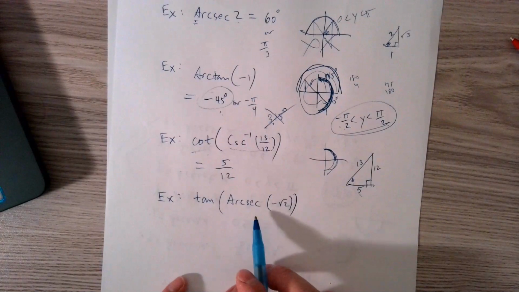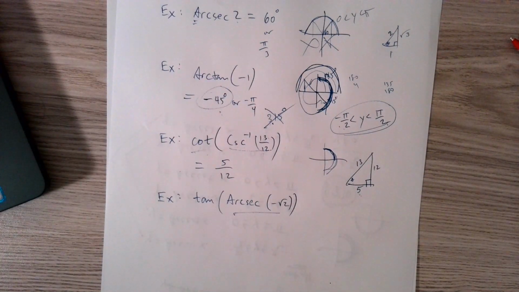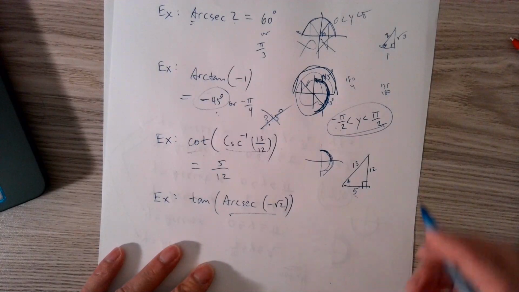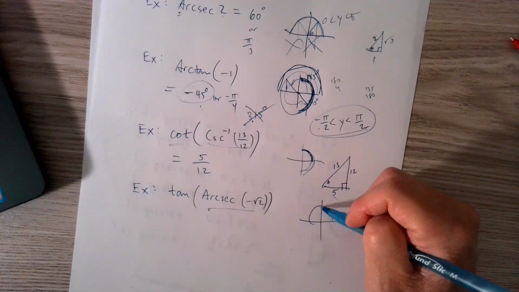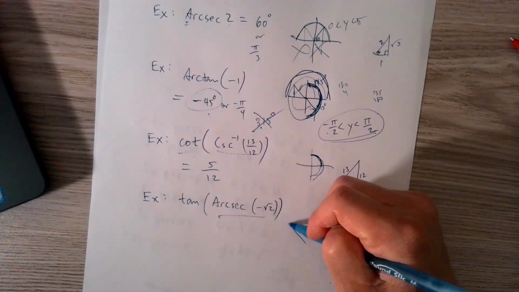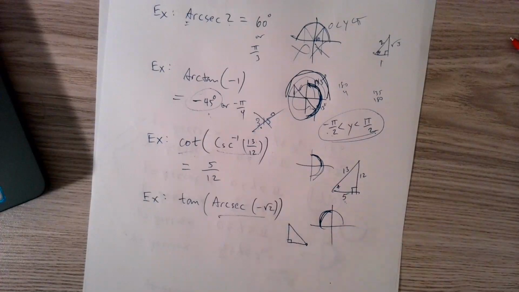Okay, so again, we need to find out where this triangle is. We're talking arc secant, and the range for arc secant is 0 to pi. So that is here. It is negative, so we're going to use this part. That's where my triangle is going to be. So the triangle is going to look like this. This is where the origin is.